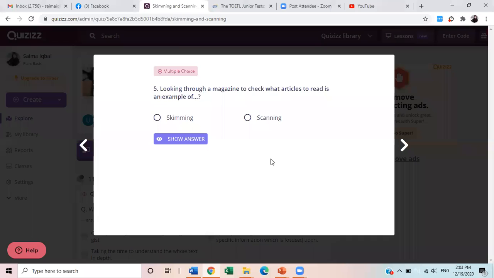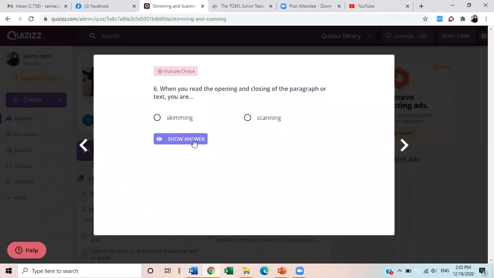Looking through a magazine to check what articles to read is an example of what? You have a magazine and you would like to know what to read, what not to read, which one is of my interest, which one is not. So what is it called? Skimming. Sidra and Zubair are saying skimming. Yes, this is skimming. The magazine has a lot of articles, and you just skim through it to see the topic of your interest.